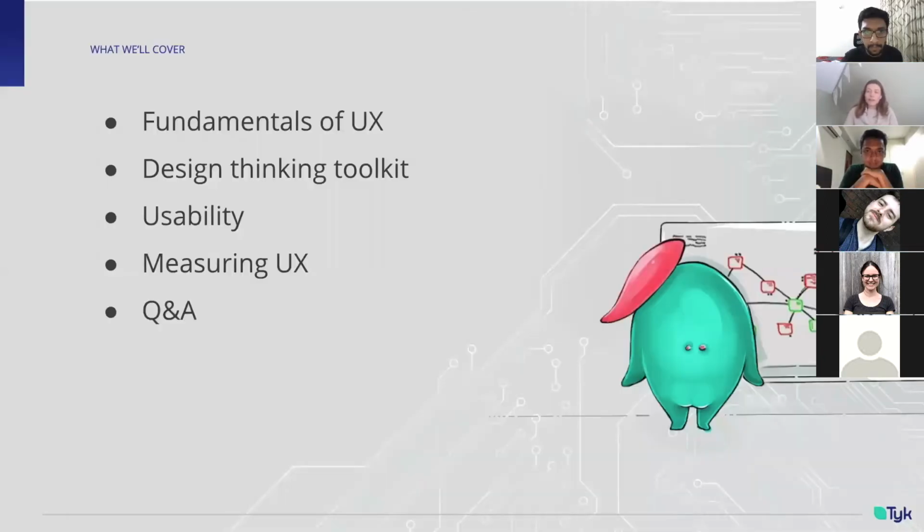So just some of the things I'm going to cover: the fundamentals of UX, so a brief definition, and then I'm going to walk you through a design thinking toolkit. It's got some elements that you can pick and choose from to use throughout your projects to make sure that you're thinking of the users as you go through every aspect of your project. I'm going to touch on some key usability aspects, and I'm also going to talk about how you can then measure UX at various points in your project as well. And then we've got some time at the end for a Q&A.